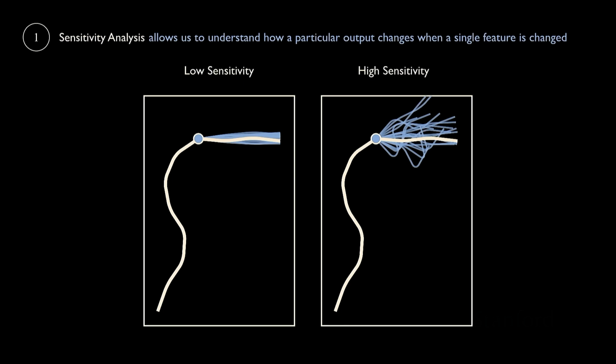So basically all we're doing is trying to understand, if we change this thing, does it affect the final outcome a lot? And if it affects it a lot, or we have this high variability of possible outcomes, we say it has high sensitivity, and if we have a low variability of possible outcomes, it has a low sensitivity.